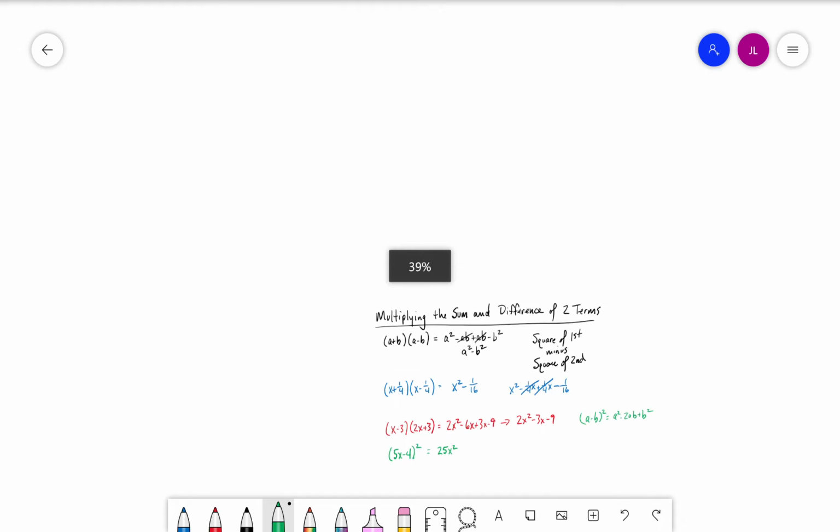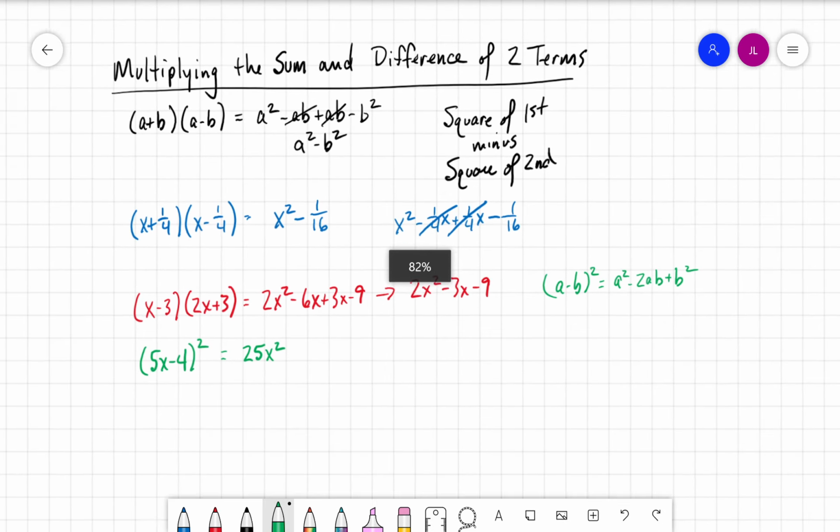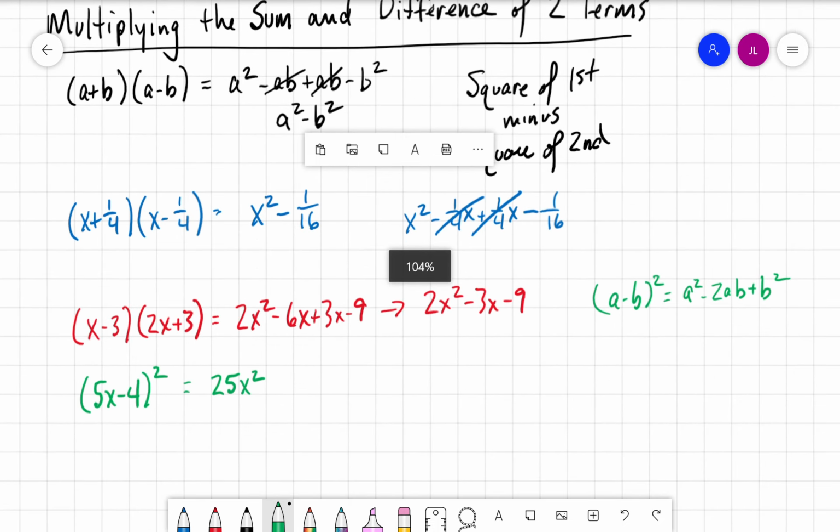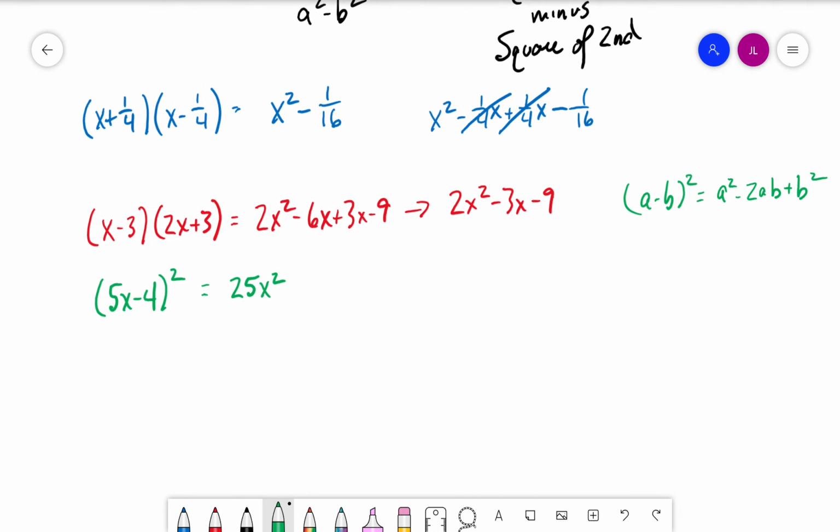Our second term, remember, is the first term multiplied by the second term, so we've got negative 20x, but we have to double that. Negative 4 times 5x is negative 20x, and we need to double that, so negative 40x. And then we're looking at the last term squared, so it'd be plus 16. So again, we're shortcutting, so we don't have to work it all the way out.